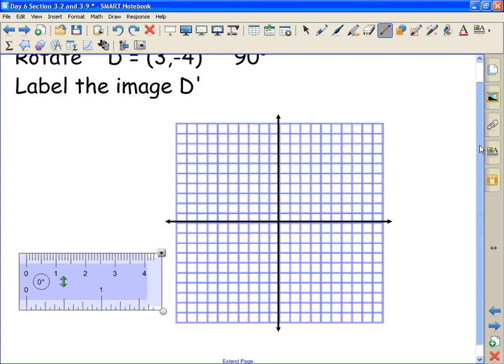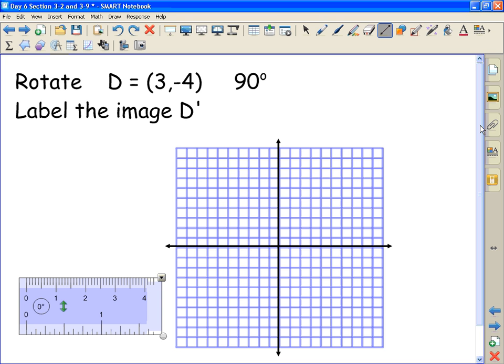This next point is not in your notes. It is not on your worksheet, so just pay attention for right now. I'm going to start by graphing point D, which is found at 3, negative 4. Start at the origin, going to go right 3, down 4. There's my point D.